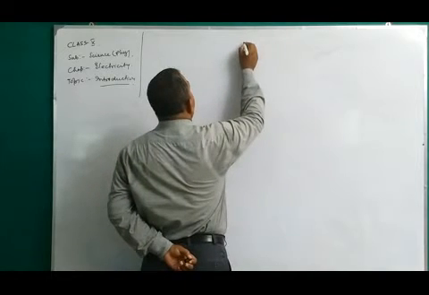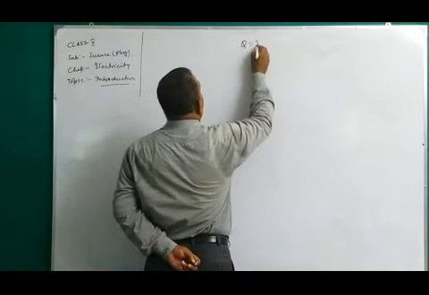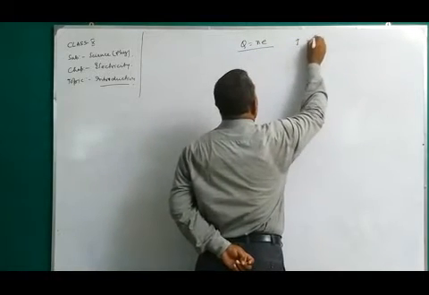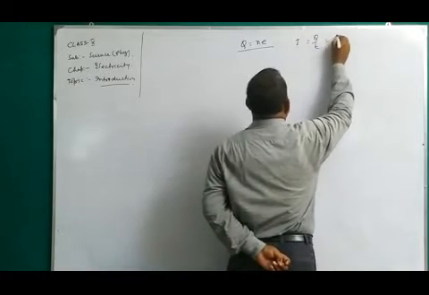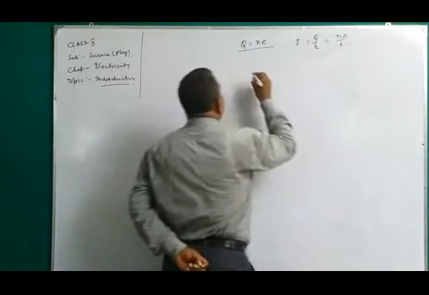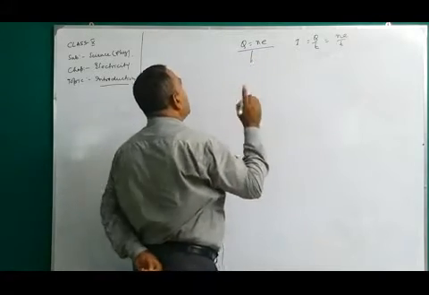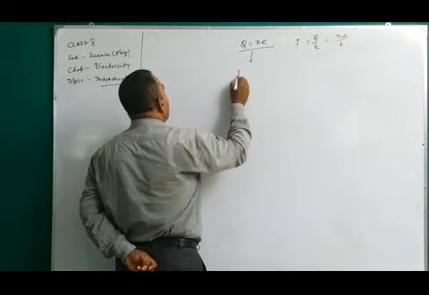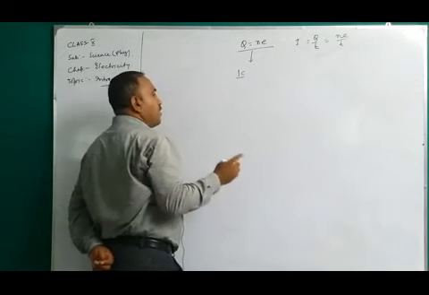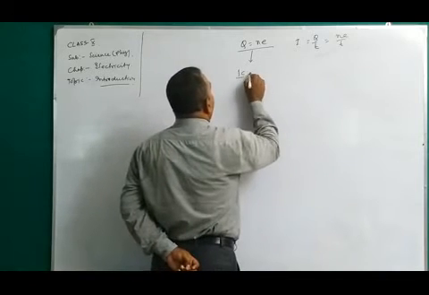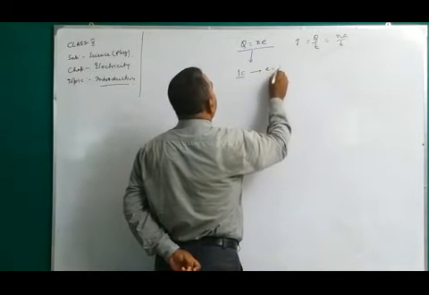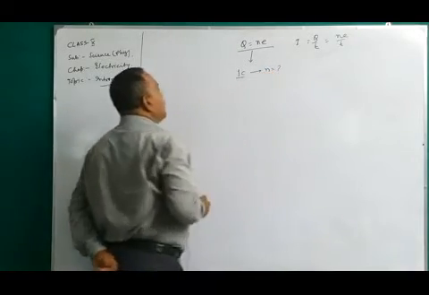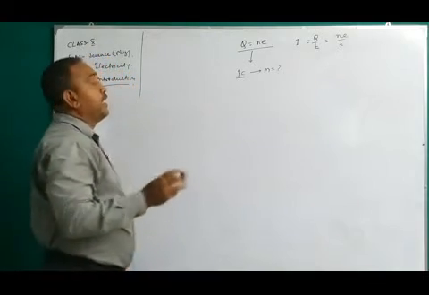First formula: Q equal to N into E. Second formula: I equal to Q by T, or NE by T. From this formula, there is one numerical in your books, and this is a very important numerical. If you consider 1 coulomb of charge on the conductor, how many electrons are there?